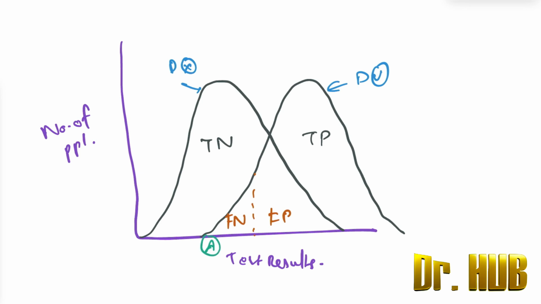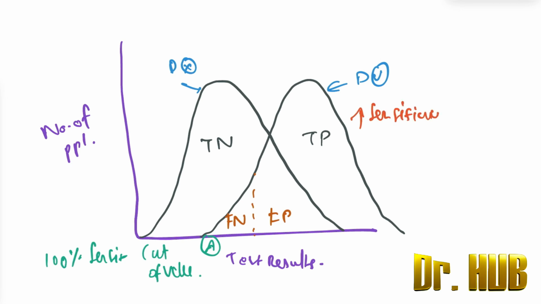So what is A? Looking at A, it is going to be the 100% sensitivity cutoff value. Here there is an increase in the sensitivity and the NPV, and there is also a decrease in the specificity and the PPV.